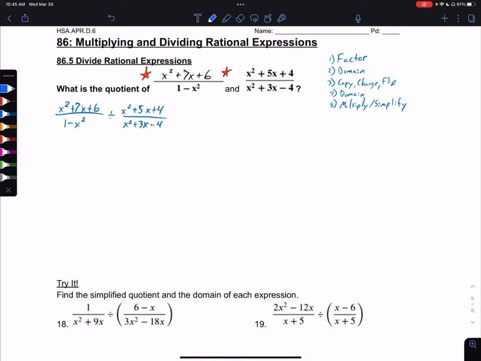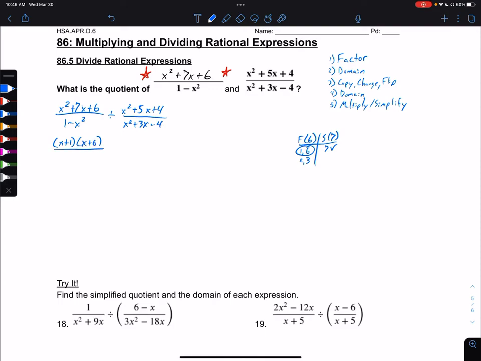The numerator, x squared plus 7x plus 6, I want factors of 6 that have a sum of 7. So 1 and 6, 2 and 3 are my options. 1 plus 6 is 7, so that works. So my numerator would be x plus 1 times x plus 6.